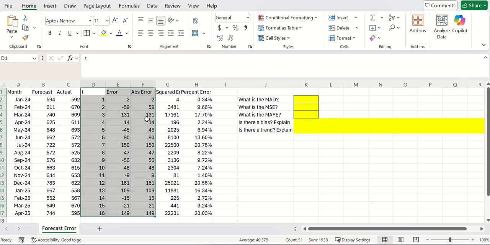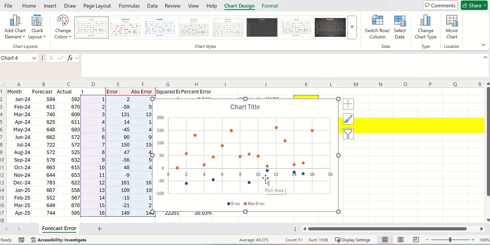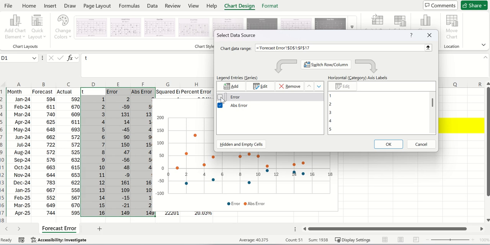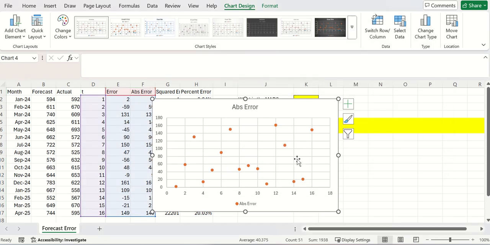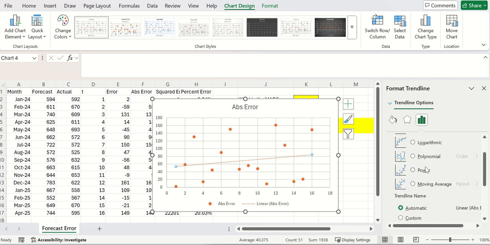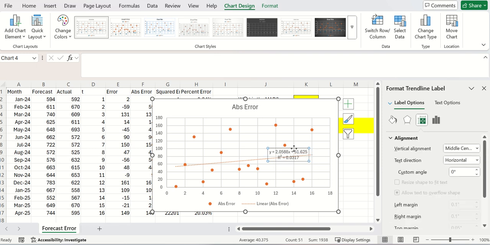With trend, I include the absolute error because it says, am I getting better or am I getting worse at the absolute level? I'm going to insert a scatter plot again. And this time, whenever I insert it, you can see I have 2 different sets of values. I'm going to right click, select my data, and get rid of the error because we've already looked at that. Now, whenever I bring back my absolute error over time, if I right click and add a trend line, just like we did with linear regression, we're looking at a linear. We want to display the equation and display the R-squared on the chart.